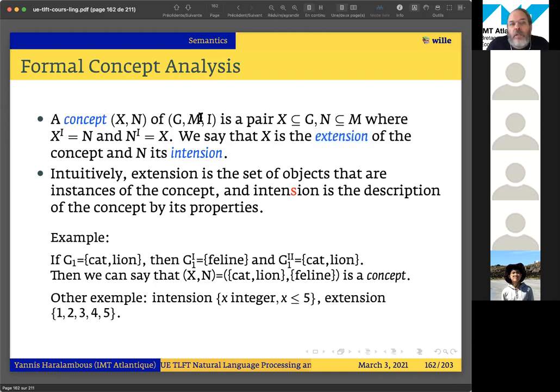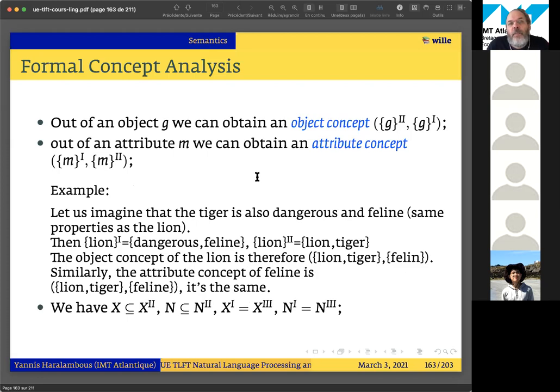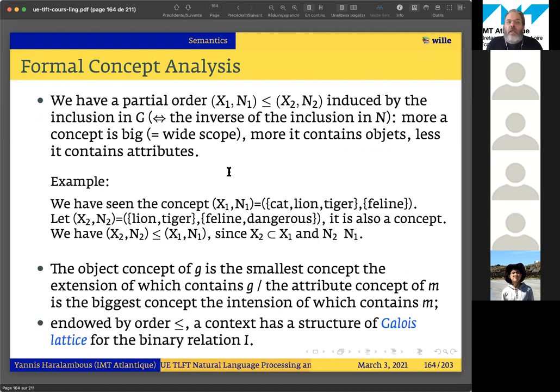Okay, so you see, this is a very abstract and very elegant way of defining what a concept is. And then, of course, we can go even further and define an object concept, an attribute concept. So this is going always one step further. And this gives us a partial order between concepts, which is an order both of extension and of intention. And having this partial order, we obtain a lattice, so in French, treillis, a lattice for this order.